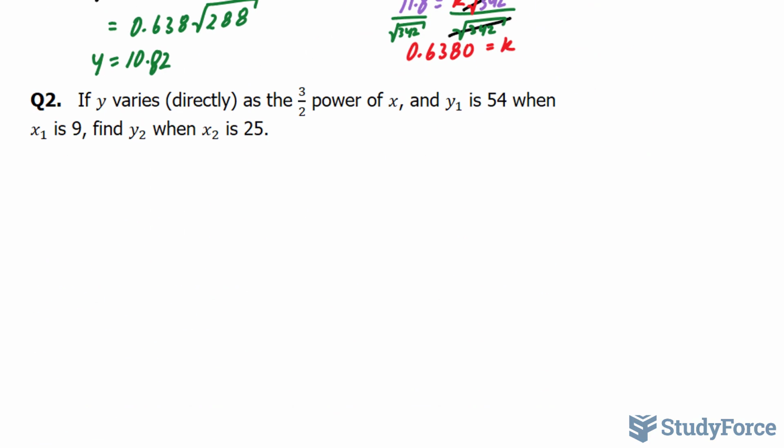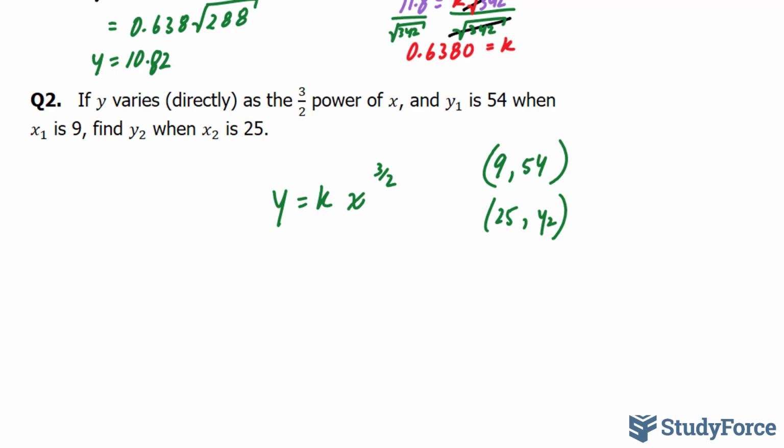In question 2, we're told that y varies directly as the 3 over 2 power of x. So y is equal to k x to the power of 3 over 2. And y1 is 54 when x1 is 9. So we have a point at 9 and 54. Find out what y2 is when x2 is 25.